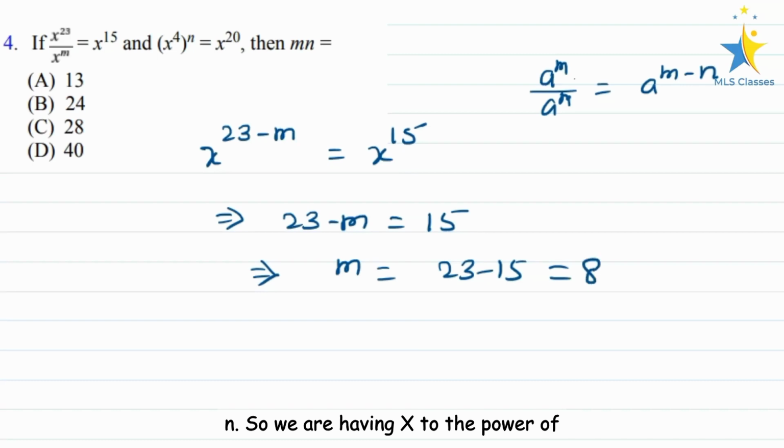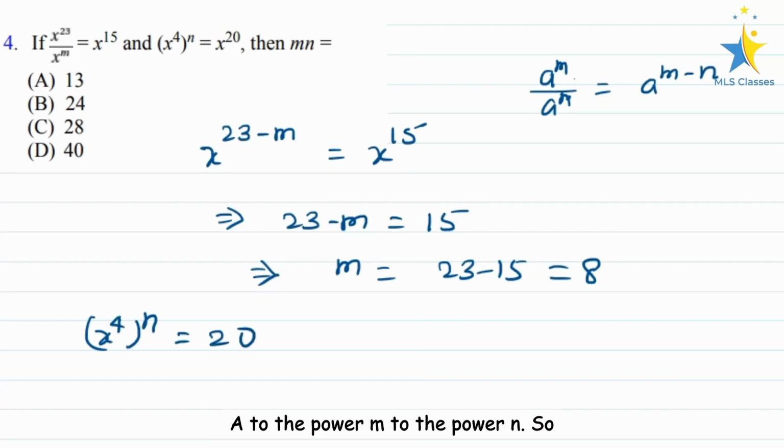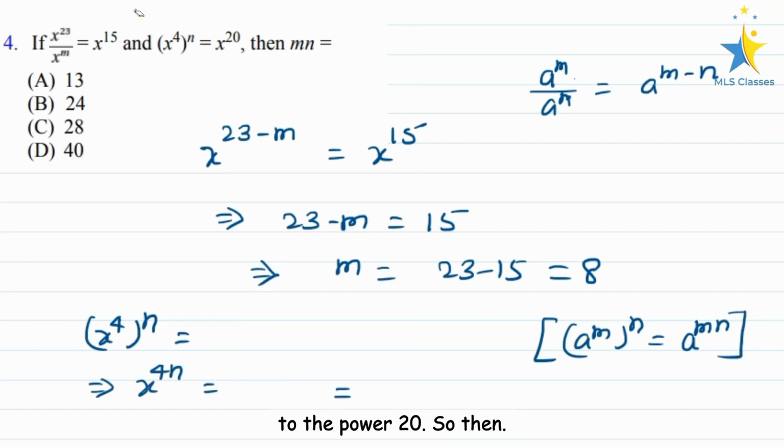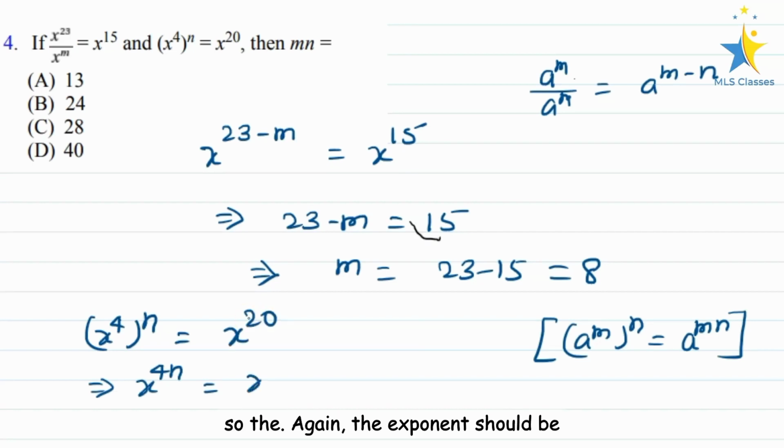So we are having x to the power 4 to the power n is equal to x to the power 20. So we will use the rule a to the power m to the power n. So the powers are multiplied here, so it becomes a to the power m times n. So here we will be getting x to the power 4n is equal to x to the power 20. So again the exponents should be equal.